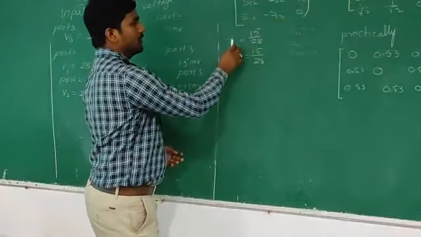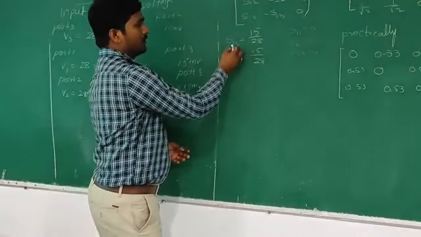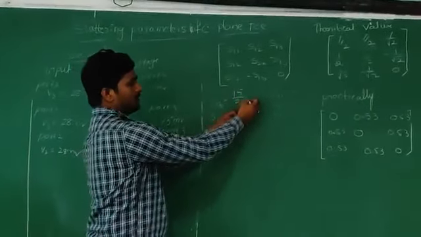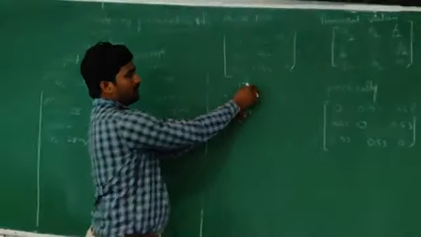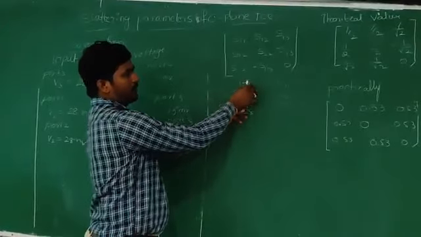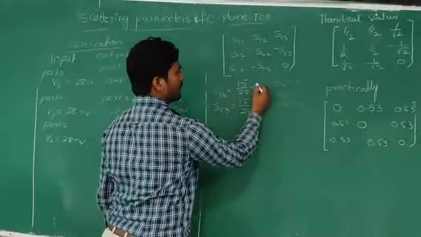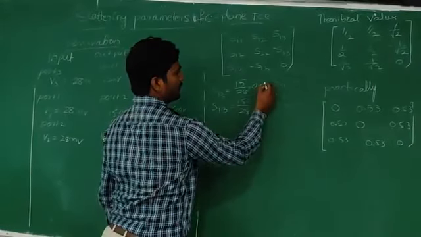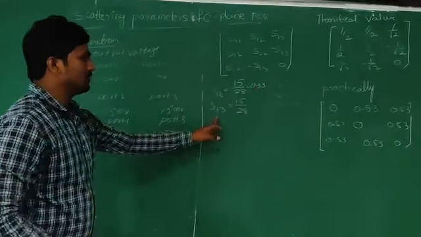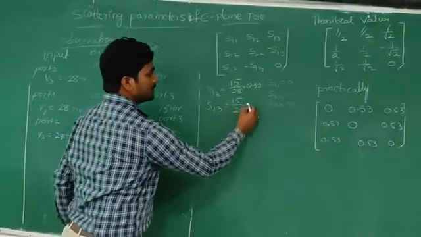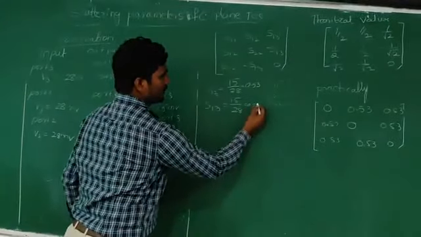First we are going to do S12. This is the input, this is the output. The input is 28. We got the output at port 1 as 15. So we can write 15 by 28, which is approximately 0.53. So S13 as output by input, we can write as 0.53.